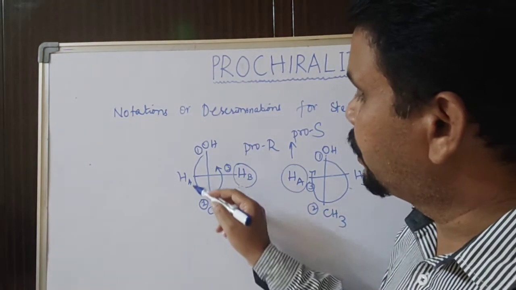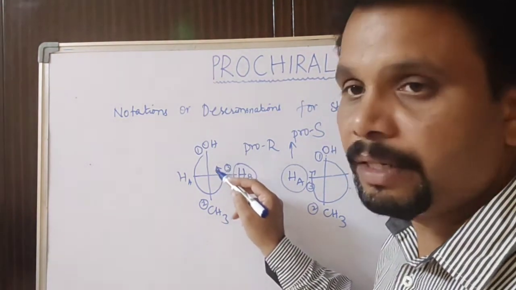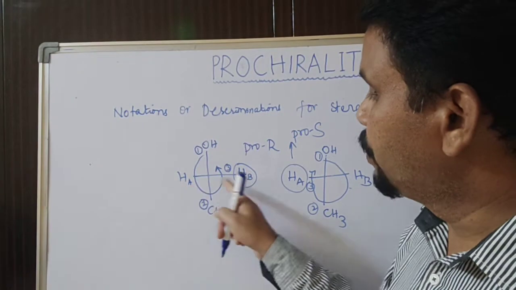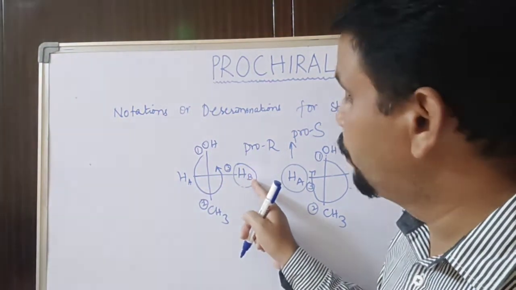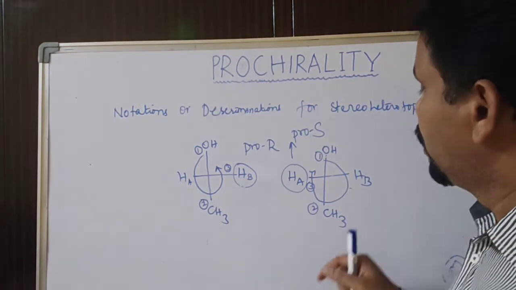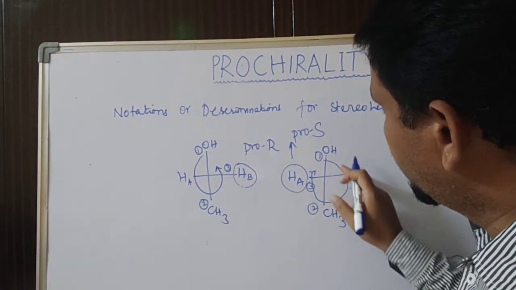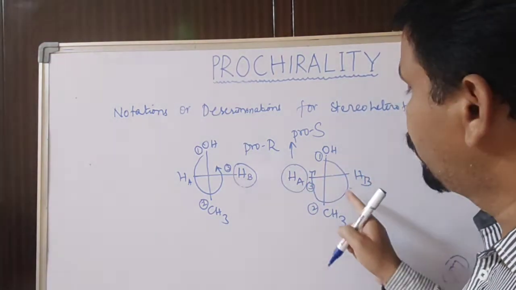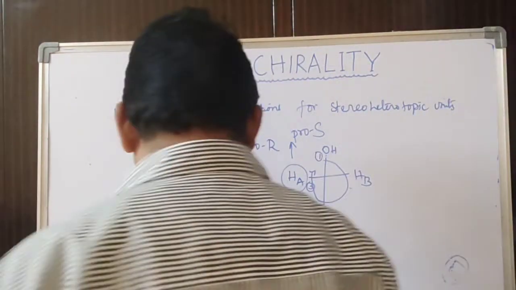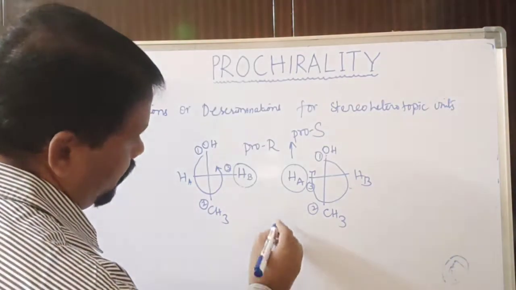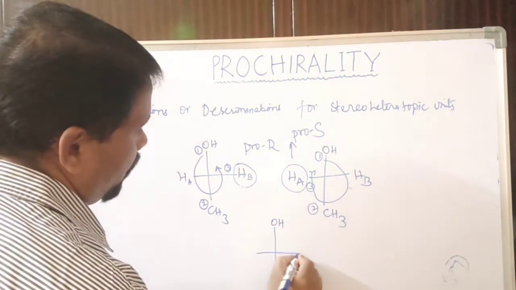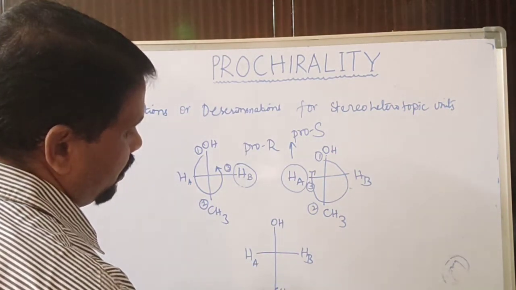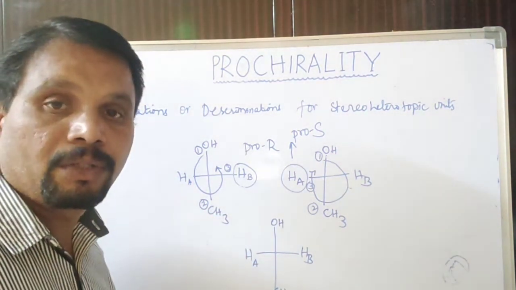Okay, so if you connect this order from lower to higher, if you get anti-clockwise rotation, and the least priority group is in the horizontal line, then that would be pro R. If it is clockwise rotation, but the least priority group is in the horizontal line, therefore it is pro S. So finally you can write like this: OH, HB, HA and CH3. This is a prochiral molecule.